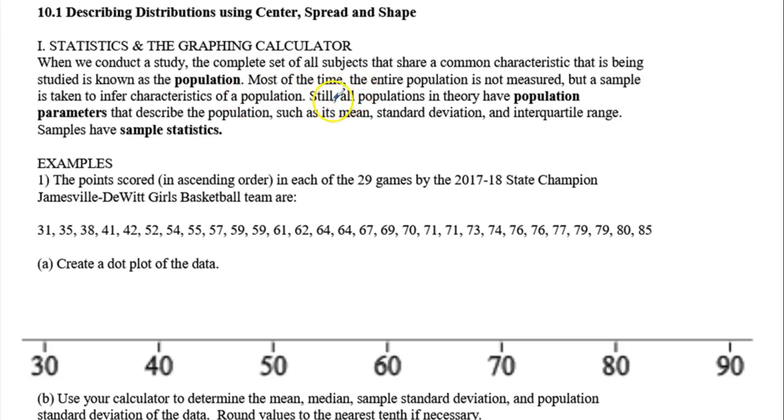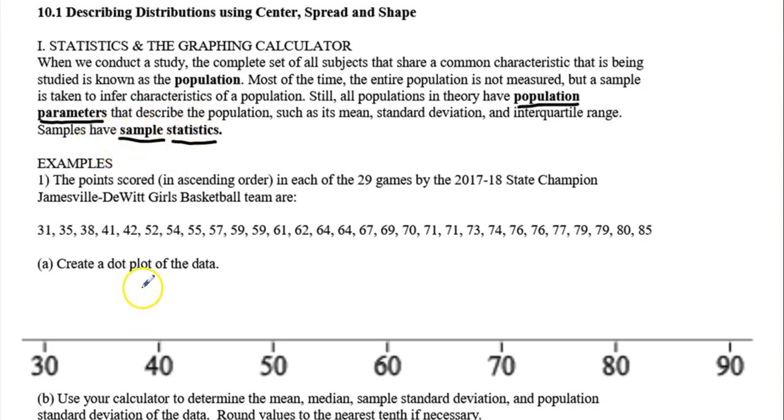Okay, so as it says, still all populations in theory have a population parameter that describes the population. Its mean, its standard deviation, which you'll learn about, and its interquartile range, which is something you learned about in algebra. Okay? So populations have population parameters. Samples have sample statistics. So if I were to inquire about the population parameters of fish in Onondaga Lake, I couldn't get them all, so I might take some samples of fish and then get some sample statistics.